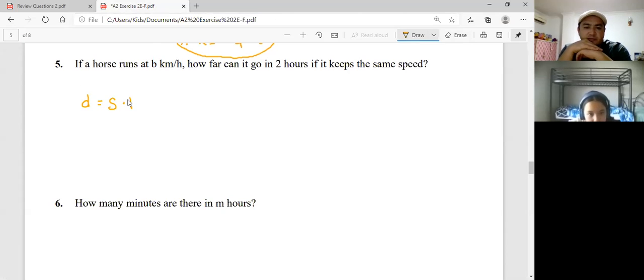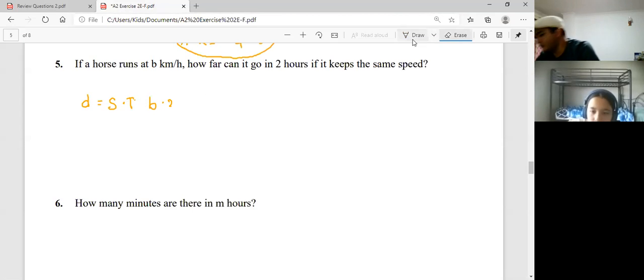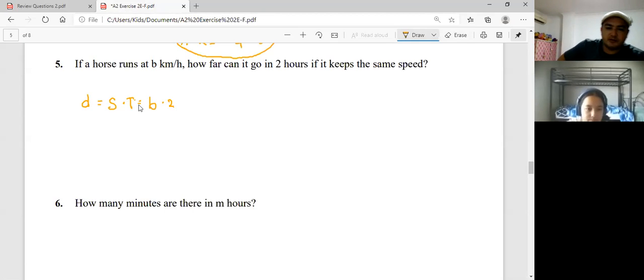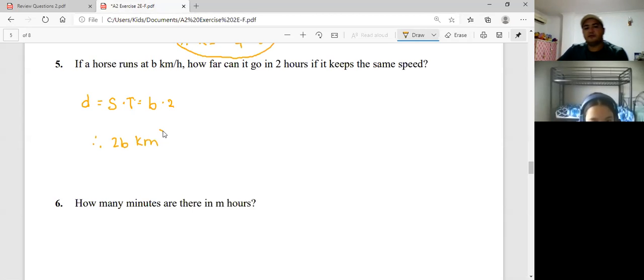Then after the times substitute, what is 2 given here? What is speed? It says B. So we multiply it, right? Yes, B multiply times 2. Here speed is B, times 2. So now we can simplify. That's equal to 2B kilometers, right? Dot, dot, dot, 2B kilometers. Very good.